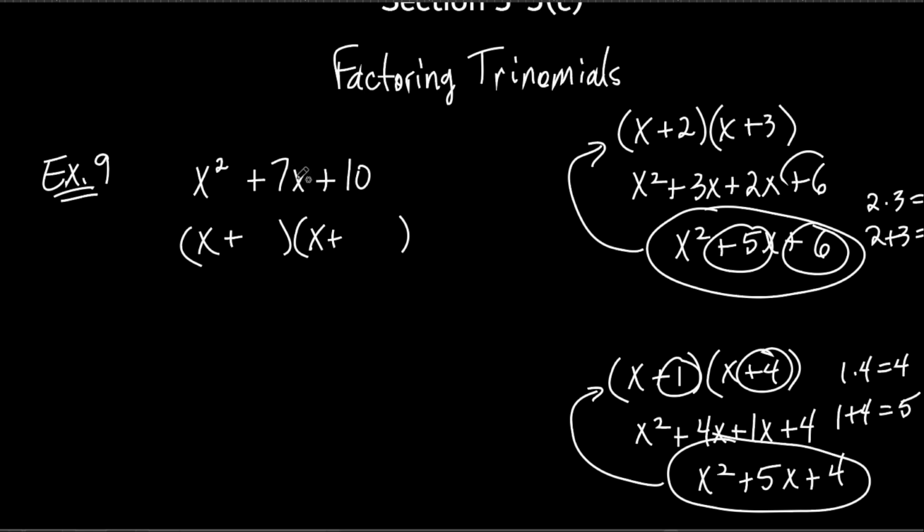10 and 1 doesn't add up to 7. 4 and 3? 4 and 3 don't multiply to be 10. We got to figure out what. It's 5 and 2.